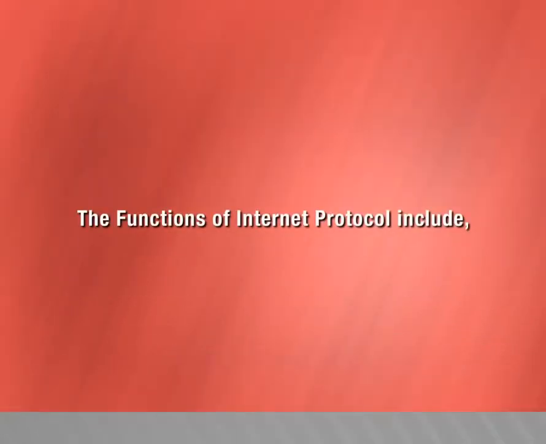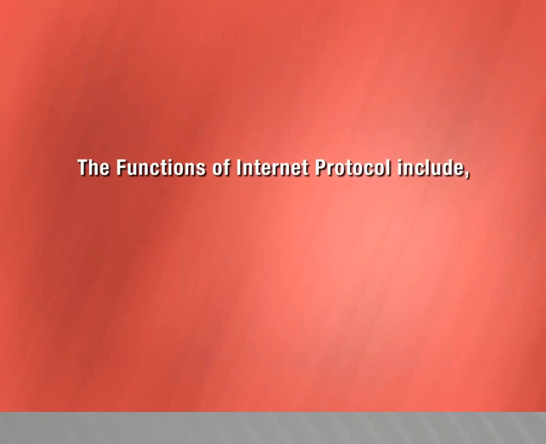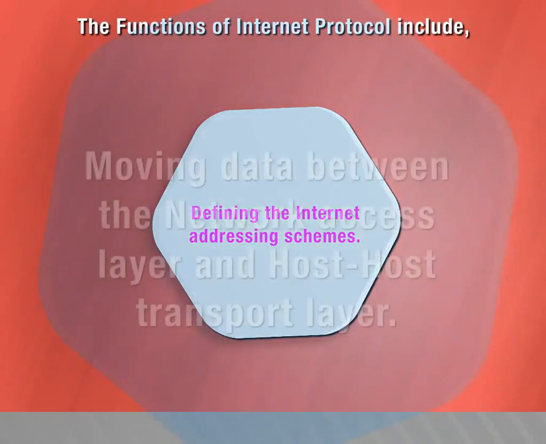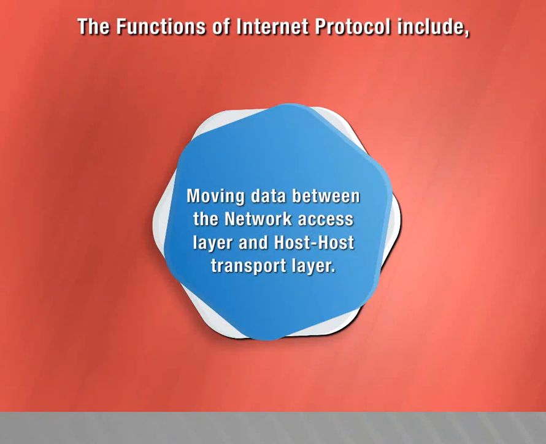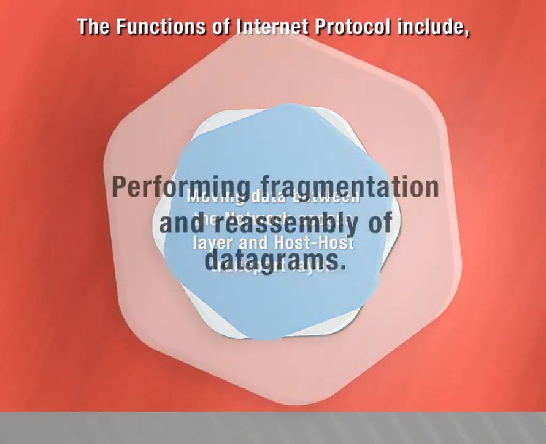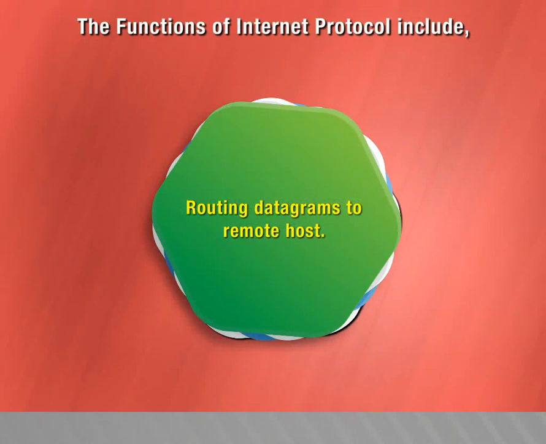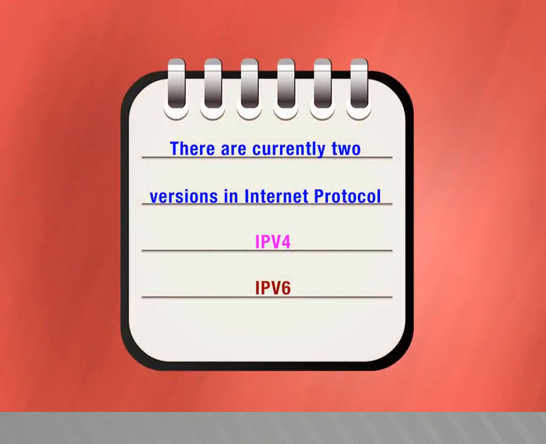The functions of Internet Protocol include defining the Internet addressing schemes, moving data between the network access layer and host-to-host transport layer, performing fragmentation and reassembly of datagrams, and routing datagrams to remote hosts. There are currently two versions of Internet Protocol, IPv4 and IPv6.